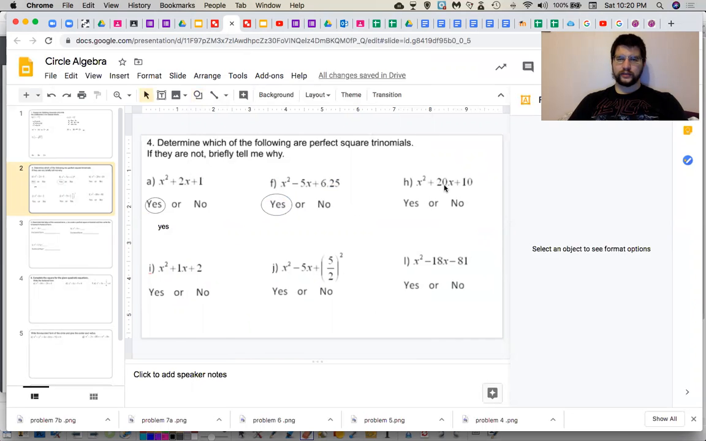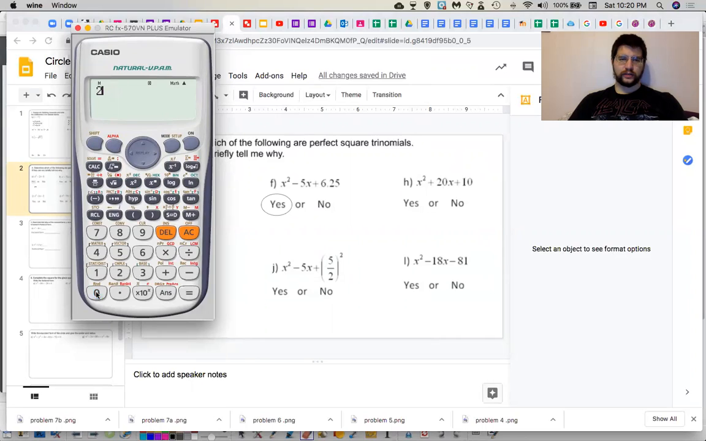Let's try this one. 20 divided by 2 is 10. If I square that, it's 100. That one doesn't work.